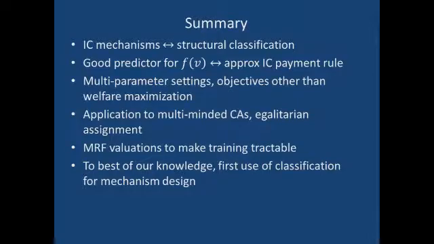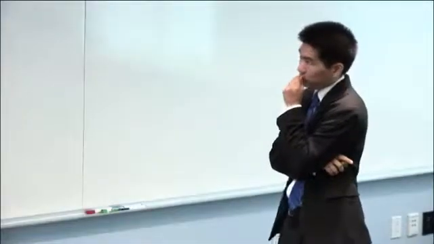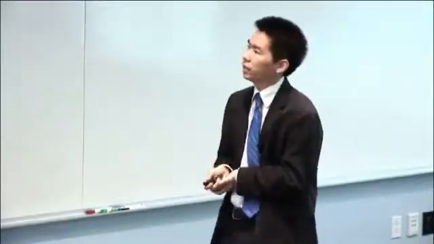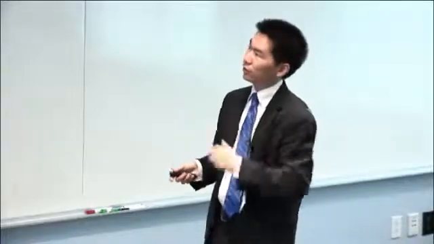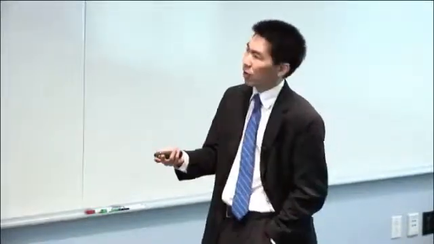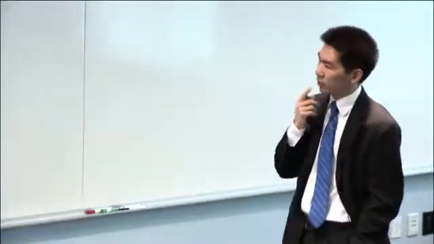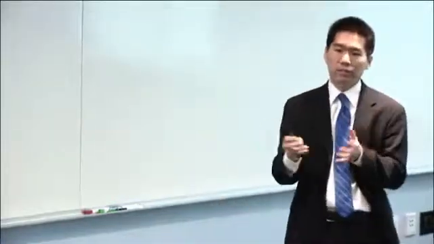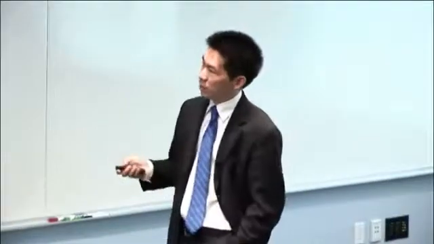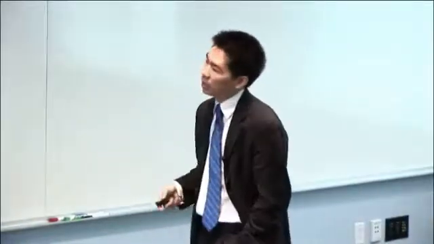And so I'll summarize this part of the talk. We've drawn a relationship between incentive-compatible mechanisms and structural classification. We've said that a good predictor for the outcome rule gives you an approximately incentive-compatible payment rule. And we've applied this to multi-parameter settings and settings where the objective function is complicated and maybe not welfare maximization.